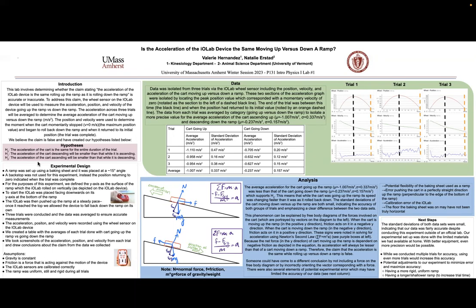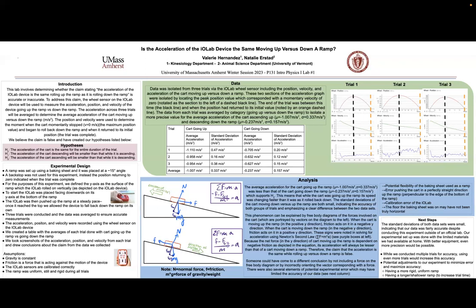For experimental design, we took a baking sheet and placed it at roughly a 15-degree angle. We did not use a backstop for this experiment. Rather, we used the position returning to 0 to be indicative of whether or not the trial was complete. For the purposes of this experiment, we defined the y-axis as the surface of the ramp which the iLab rolled on vertically as depicted on the iLab device. To start, we placed the iLab face down on the y-axis at the bottom of the ramp. We pushed it up the ramp at roughly the same level for each of the trials, and once it reached the top, we allowed the device to fall back down on its own.